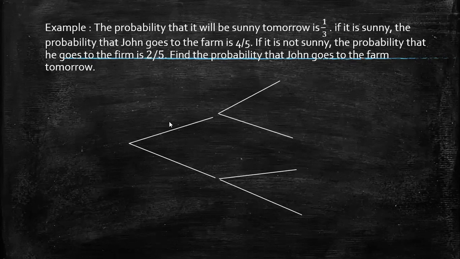So we have that simple diagram. The probability of being sunny and then not being sunny: if this is a third, this is going to be 2 out of 3. Then, if it is sunny, the probability that John goes to the farm is 4 out of 5. So maybe we say John going to the farm, this is 4 out of 5.